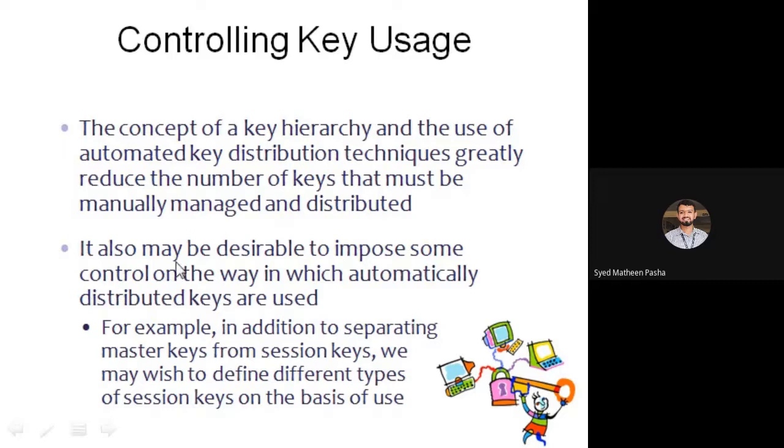It may also be desirable to impose some control on the way in which automatically distributed keys are used. Controlling key usage depends on how the key is being used in the system or the process. With respect to encryption, a key is used with the help of which I'm encrypting some data. If I'm speaking about decryption, a key is used to decrypt data. The common thing is your key, but the key is being used in different ways, encryption as well as decryption. They have given one example here.